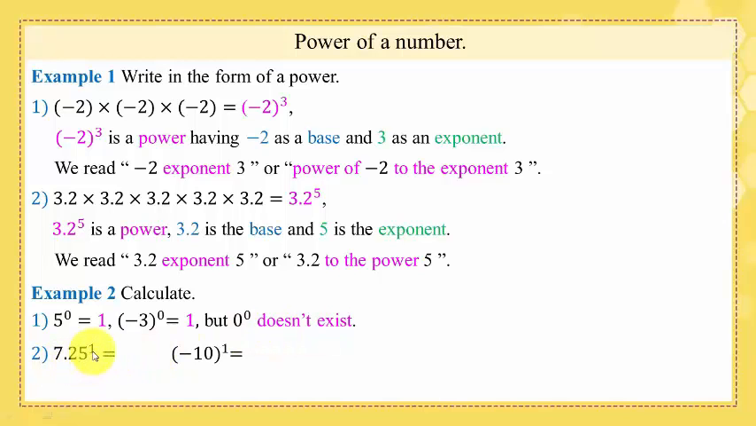7.25^1 equals 7.25, because we know a rule: x^1 equals x. (-10)^1 equals minus 10. 0^8 equals 0, because we have a rule: 0^n equals 0, where n is a non-zero natural number. 0^3 equals 0.